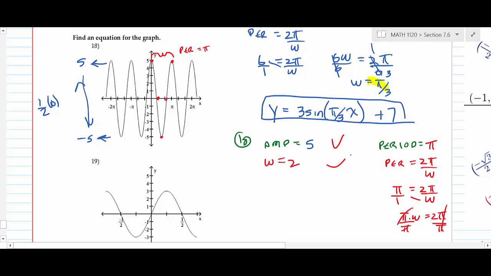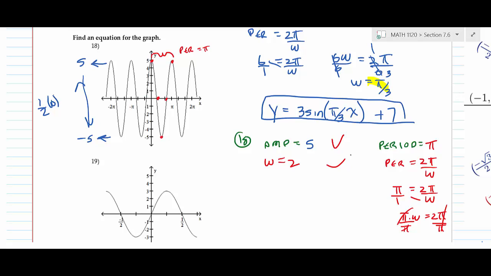Now, if you look at this graph, does this graph look like it was shifted up or down? No. How do you know? Because the max and min are the same, right? If the max is 5 and the minimum is -5, that means it's symmetrical. If they were different, then that would mean it was moved up or down. So we don't have to worry about the up-down transformation on this.